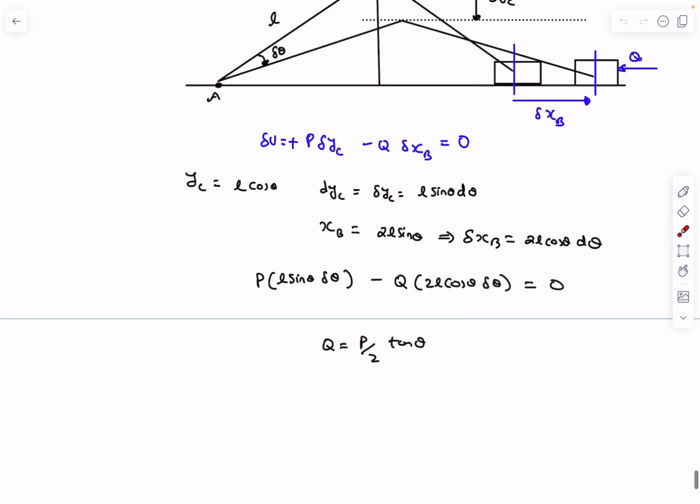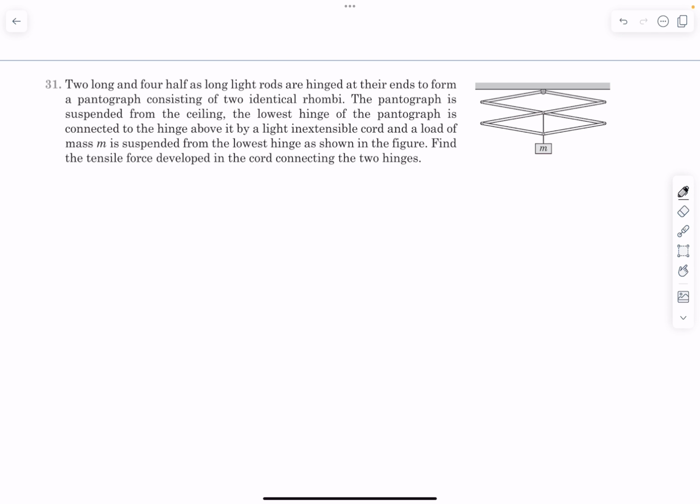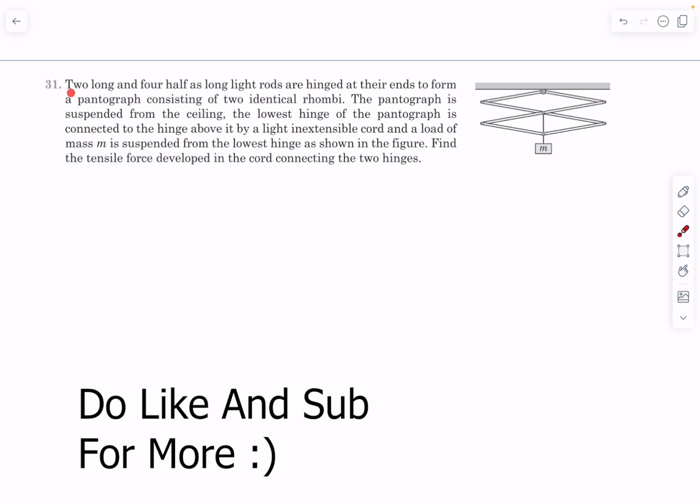Okay, so now let's move on to the next question. Okay guys, so the next problem is from Pathfinder, Newton's laws of motion, build your understanding, question 31. Okay, so the problem statement is that we have 2 long and 4 half as long light rods.